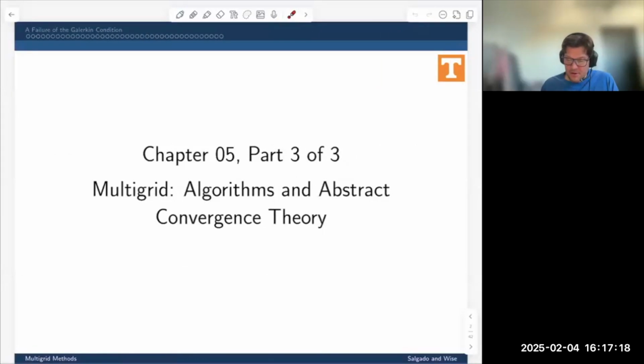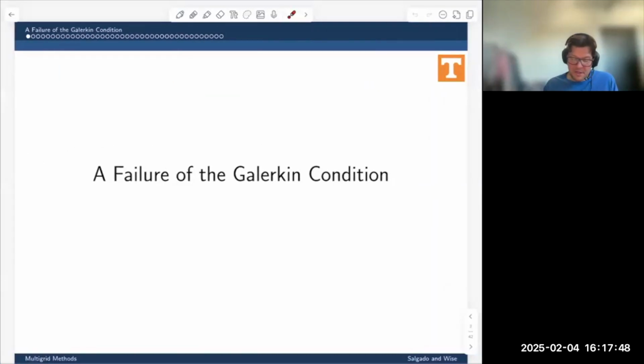So this is the new part 3 of 3 for chapter 5. And chapter 5 is going through a couple of different iterations on the name. Right now, at this moment in time, it's called Multigrid Algorithms and Abstract Convergence Theory. I just spoke with Dr. Salgado today, who came up with an even better title, so very likely this will change. But in any case, chapter 5 will still be numbered the same, just the title hasn't been fixed upon yet. All right, so I want to talk about a failure of the Galerkin condition.